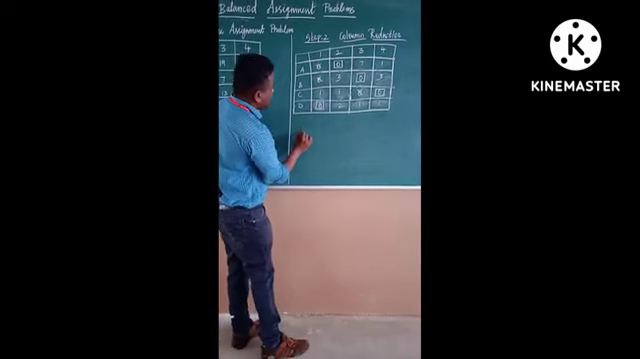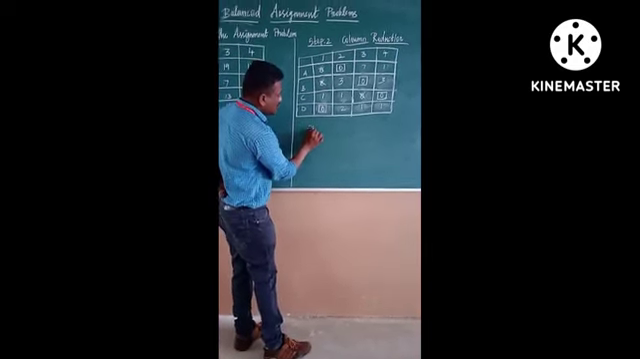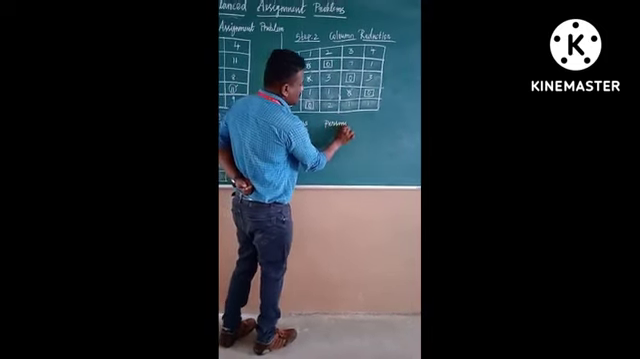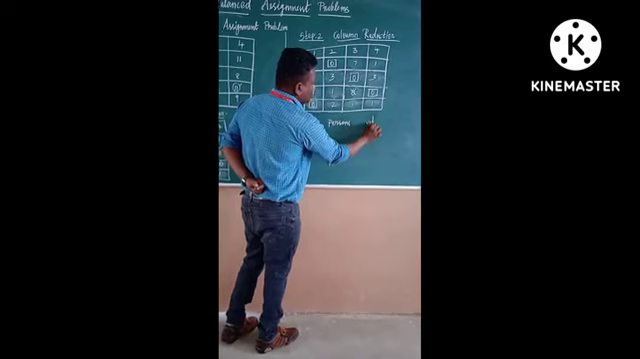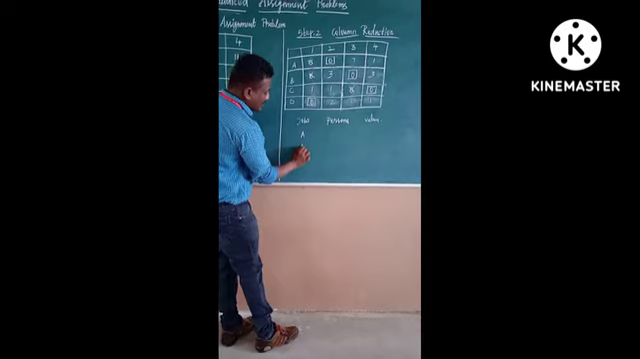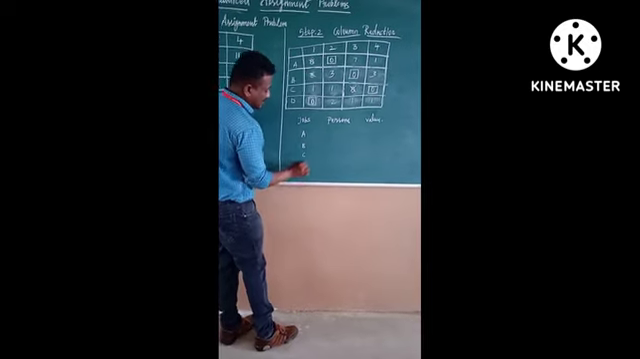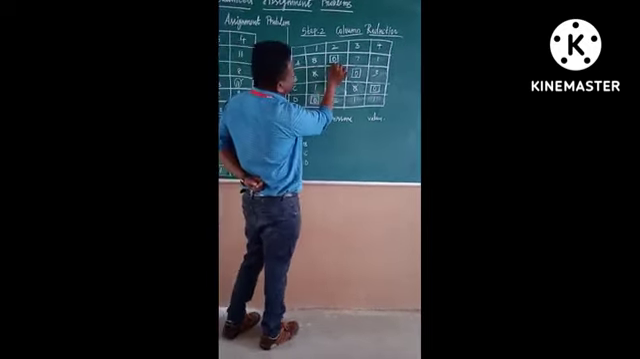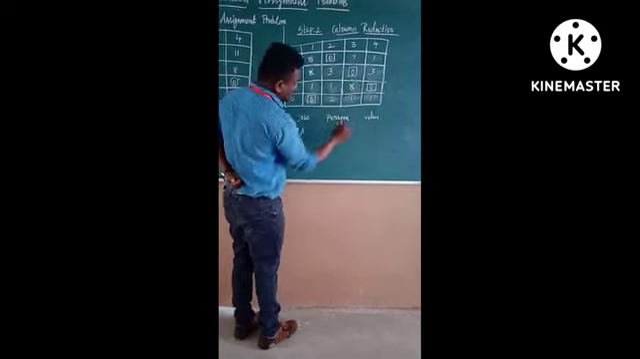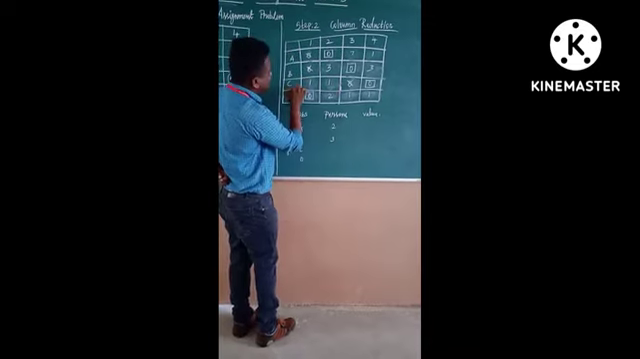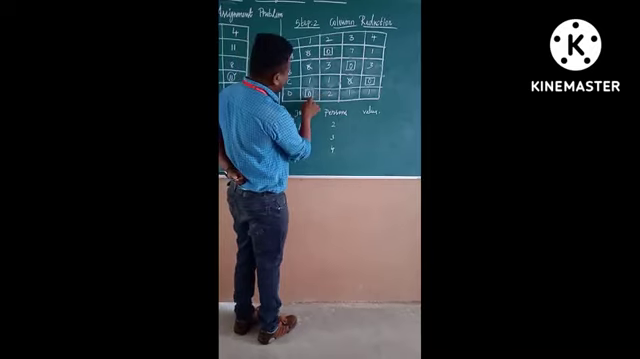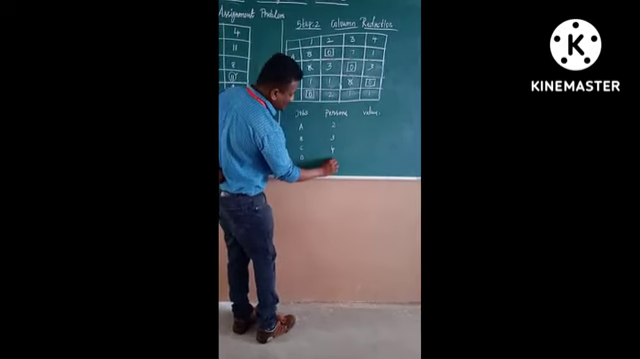I'll let you know. First jobs, then persons, then their values. First the jobs, and how many jobs? They are A, B, C, D. Job A has been assigned to person 2. Job B has been assigned to person 3. Job C has been assigned to person 4. Job D has been assigned to person 1.